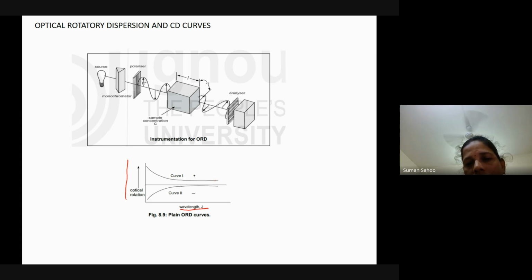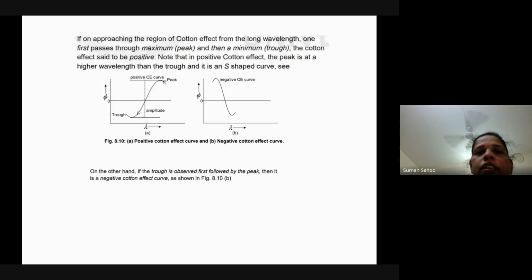In a positive curve, as you see, with decrease in wavelength, the optical rotation increases, and in a negative curve, with decrease in wavelength, the optical rotation decreases. On approaching the region of the Cotton effect, what is that Cotton effect? I think I have just lost some slides here. Okay, I will check. If on approaching the region of the Cotton effect from the long wavelength, one first passes through a maximum and then a minimum, the Cotton effect is said to be positive.